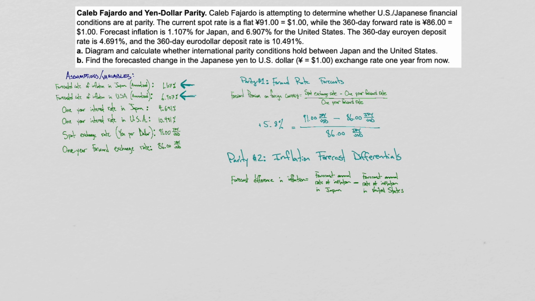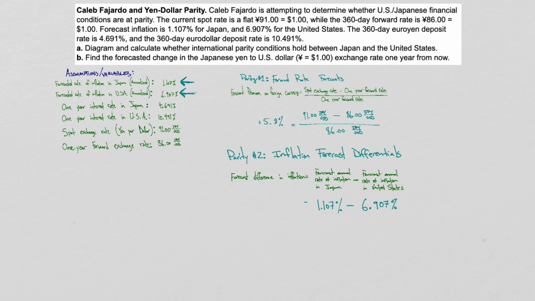We just take these two numbers, Japan first, of 1.107%, subtract out the US's 6.907%, and what we've got is minus 5.8%. It's just a minus because in this case we have Japan here on the left. When we compare these two, what we're interested in is absolute terms. So that's okay. They're both saying the same thing intuitively.